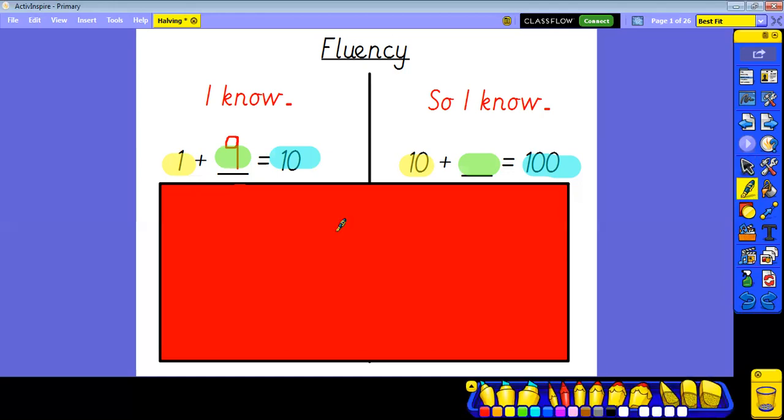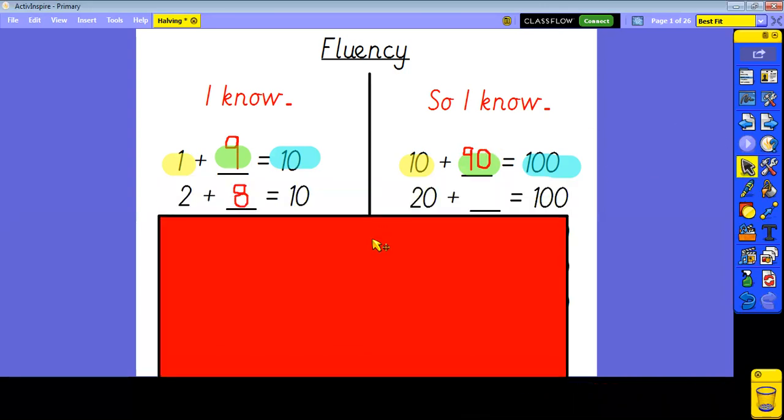So what I can say is, if I know that 1 add 9 equals 10, then I can say that 10, because this is 1 ten. So if I go over here, I can say 1 ten add 9 tens equals 10 tens, in which case that's 10 add, what is 9 tens? 90, well done. So we would say that 10 add 90 equals 100.